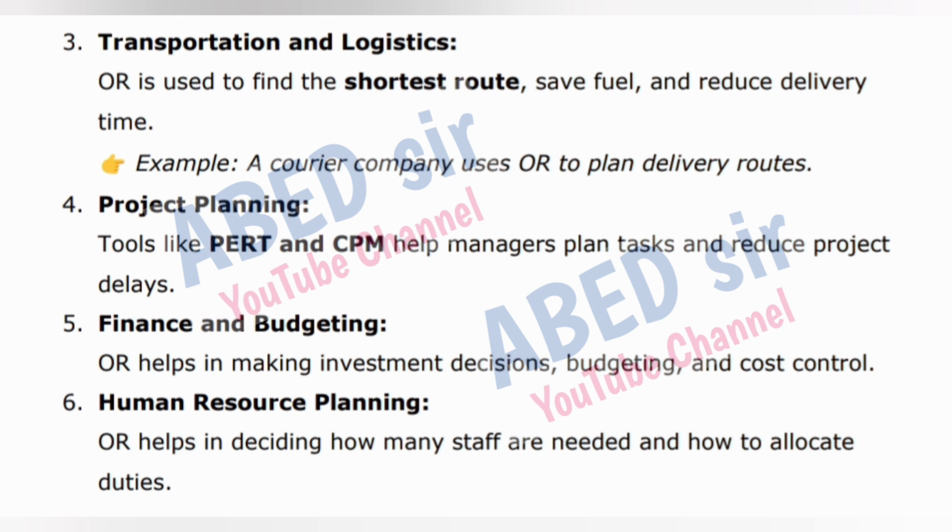4. Project planning. Tools like PERT and CPM help managers plan tasks and reduce project delays. 5. Finance and budgeting. OR helps in making investment decisions, budgeting, and cost control. 6. Human resource planning. OR helps in deciding how many staff are needed and how to allocate duties.